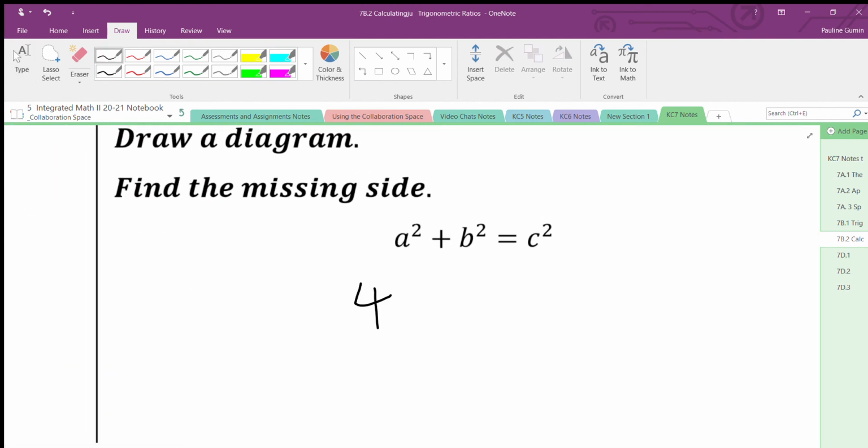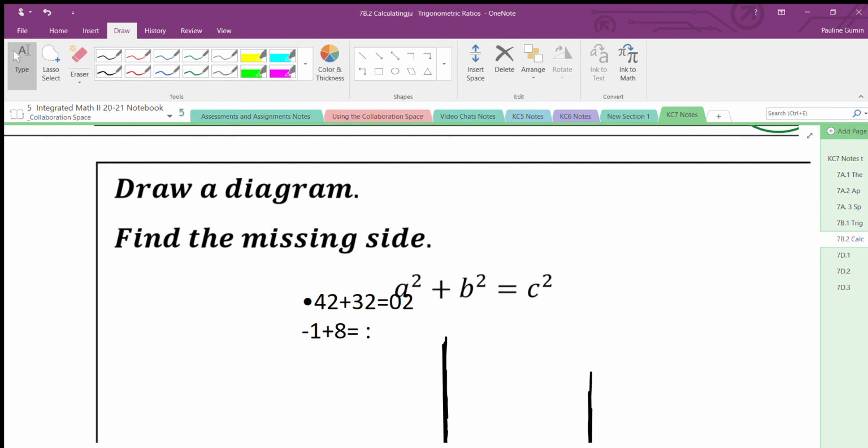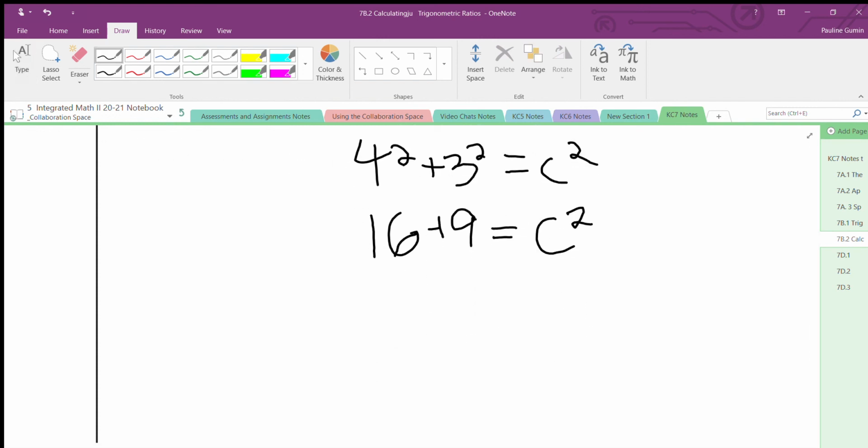So we have 4 squared plus 3 squared equals c squared. So that's 12 plus 9. Did I just write? Oh my goodness. It's 6. What in the world? And now it's freaking out on me. Oh no. Okay, let's control Z. Something went wrong in my brain, and then the computer was like, no, Miss Gumin, I don't like that. Yeah, I know. 4 squared is 16. 16, I'm sorry. 12? Oh, I must have seen the 4 and the 3. Okay, 16 plus 9 is 25.